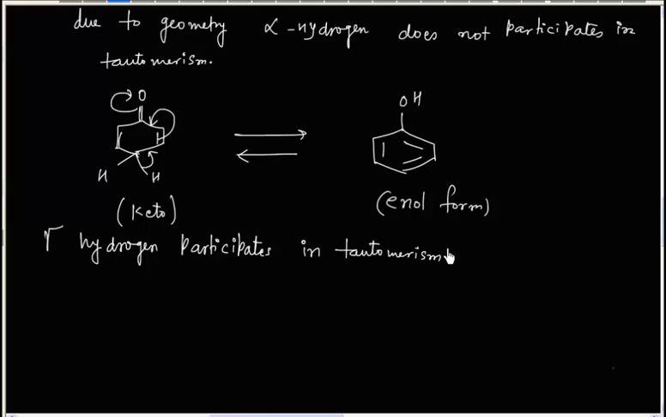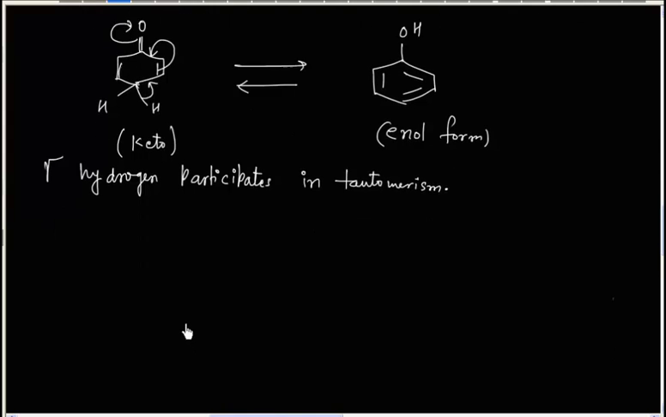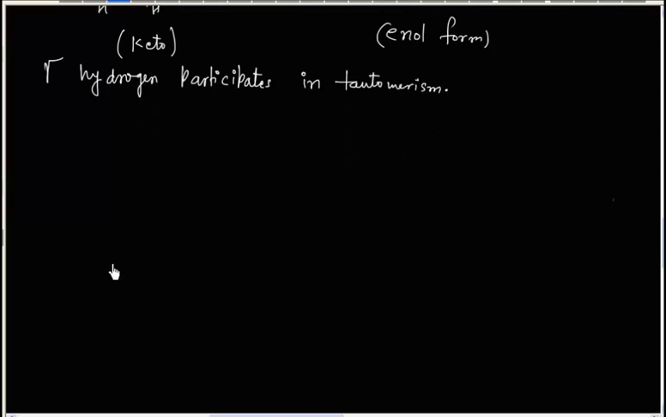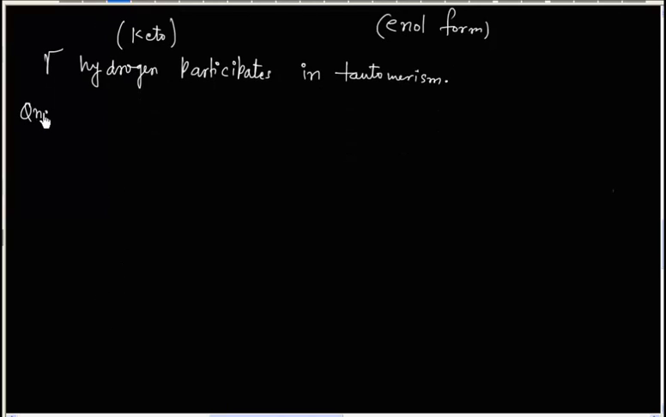So not necessarily only the alpha hydrogen participates in tautomerism. You can have any hydrogen that is in conjugation. So the important point is hydrogen that is conjugated with double bond can also participate in tautomerism. For example, you can try this problem.